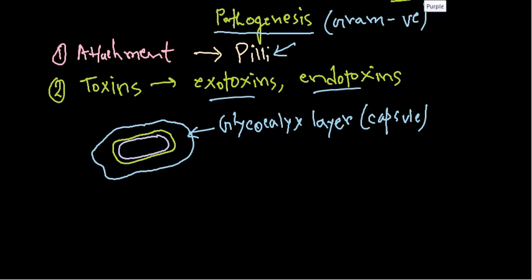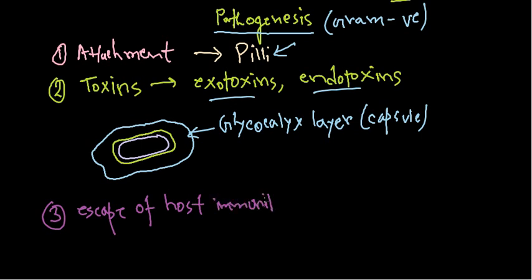And the second important task of escaping the host immune defense is achieved here using this layer. So here for the escape, let me write escape of host defense or host immunity, there is the presence of this capsule. Okay, and the capsule is also a kind of virulence factor for this bacteria.